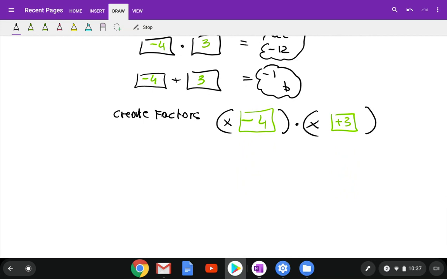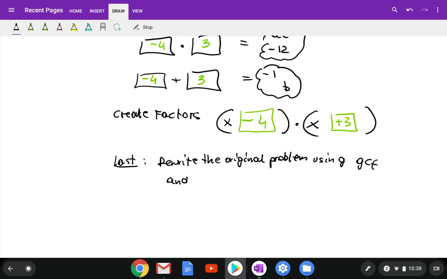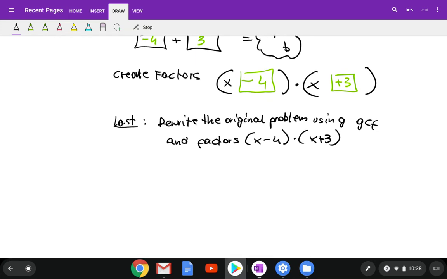Last, rewrite the original problem using GCF and factors, x minus 4 times x plus 3. Okay, so our original problem.